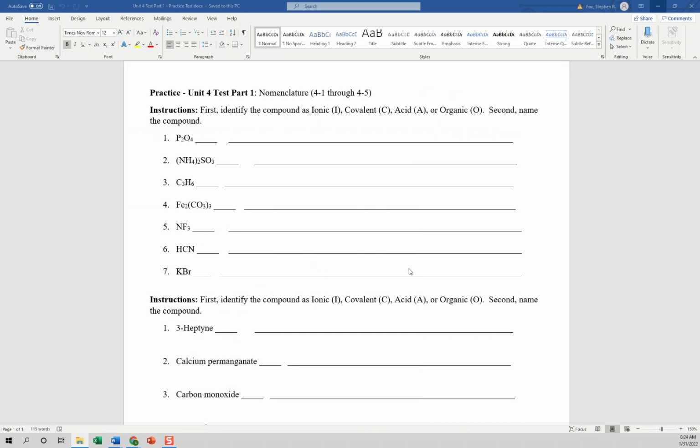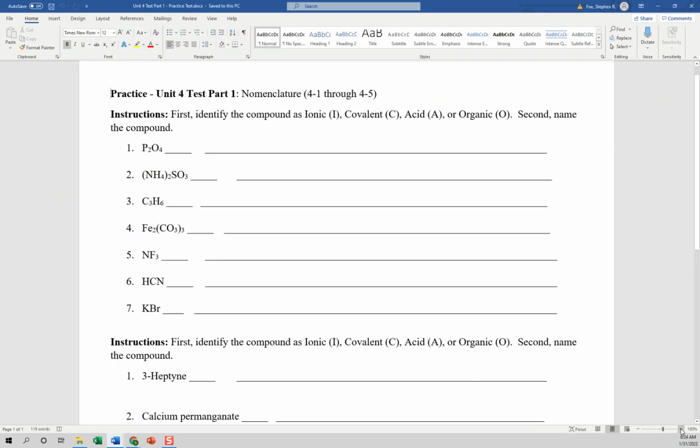So let's look at this practice test. If you can do this with just a periodic table and a list of polyatomic ions, you're in great shape. If you can't, you need to study. So the first thing we're going to do is just classify it: ionic, covalent, acid, or organic. I'm just going to go down the list here for part one. We're given the formula and we have to name it. But the very first thing we have to do is classify: ionic, covalent, acid, organic.